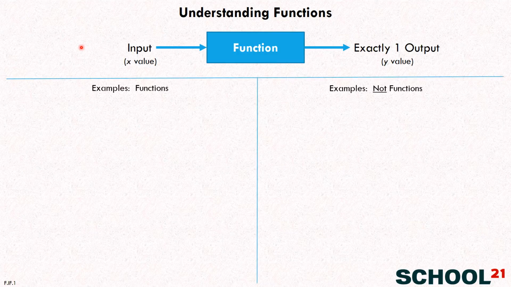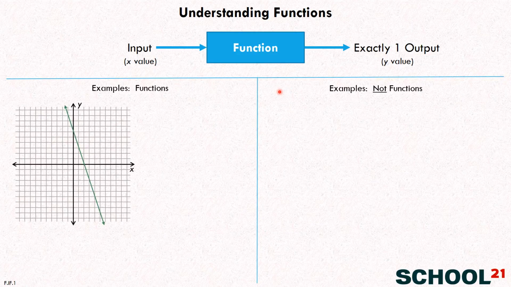So let's look at a few things, some things that are functions and some things that aren't functions. Okay? Okay. So here's a line. We can see that when x equals 0, y is going to equal this point up here. When x equals 1, y is going to equal this point here. It's not going to equal any other point, right? When x equals 5, y is going to equal this point down here. With this line, you're always going to get whatever the y value is. Does that make sense? Yeah. Yeah, so this is a function.